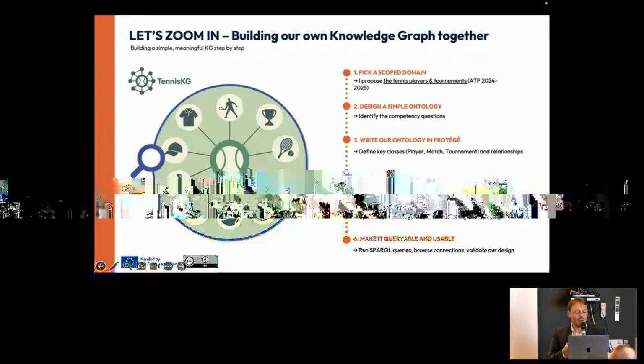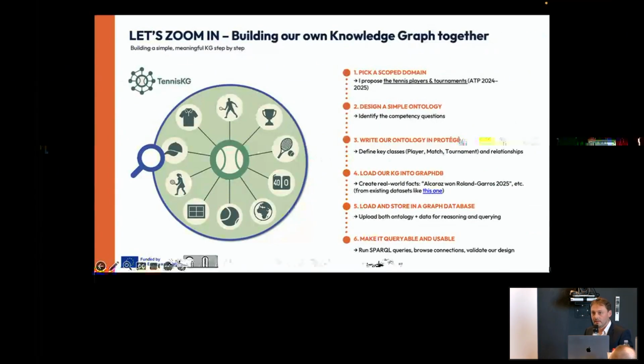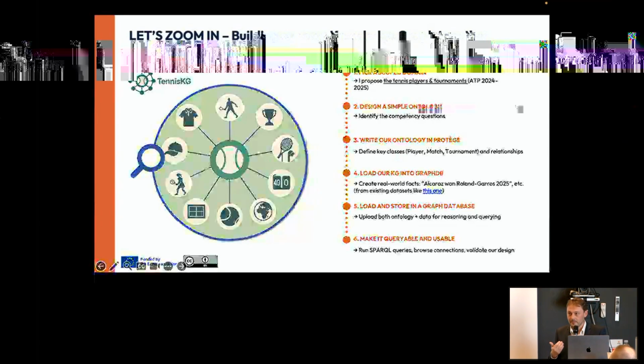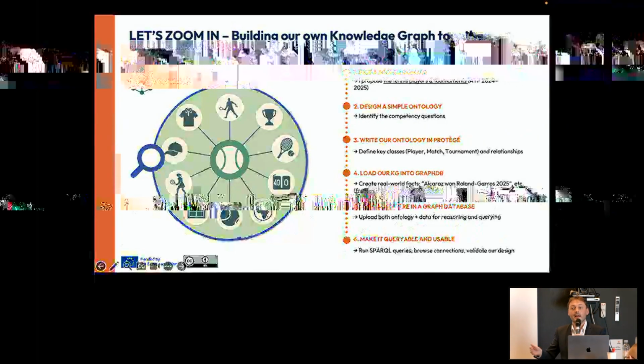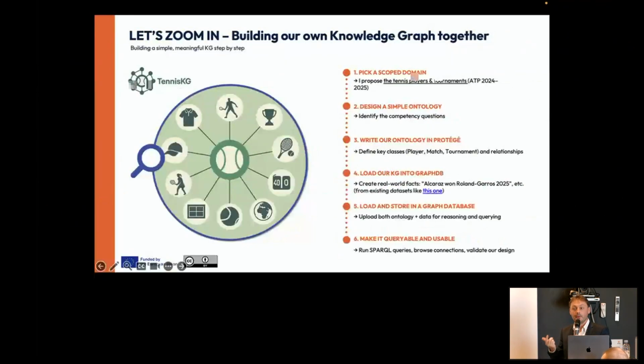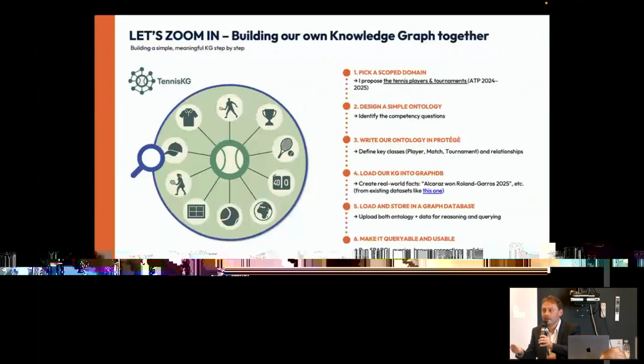We have to define what question we want to answer if we want to build a useful knowledge graph for us. So, the competency question. We have to write that ontology in Protégé. We have to write it concretely in a tool dedicated to the semantic artifact.